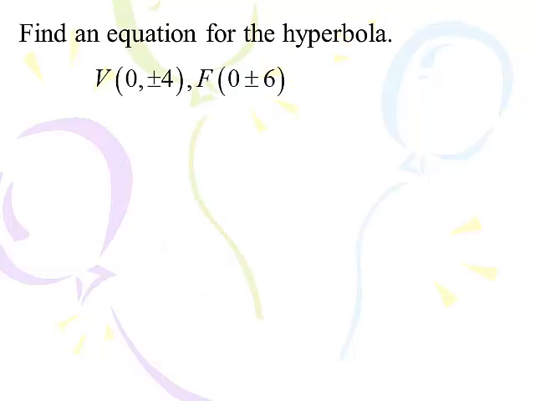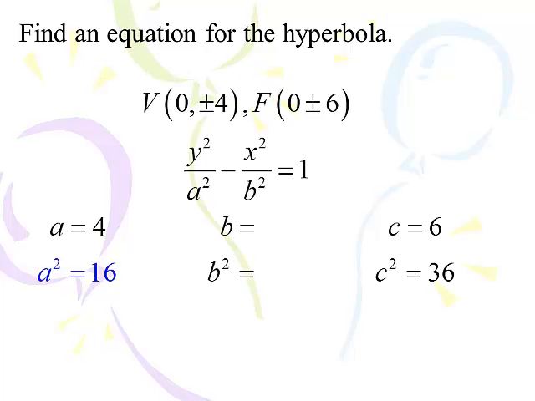Let's find the standard form of the equation of the hyperbola given the vertices and the foci. So what are we giving you here? We're giving you A, and we're giving you C, and you need to find B, and then we can do this. So A is 4, C is 6, so A squared is 16, and C squared is 36, so the A squared is out of the way.